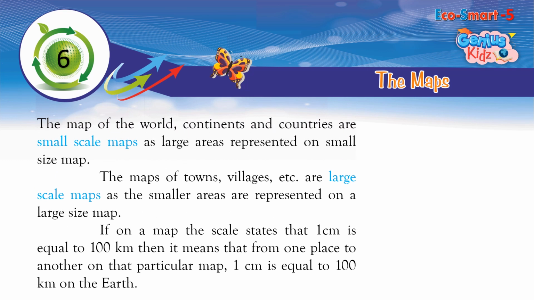The map of the world, continents and countries are small-scale maps as large areas are represented on a small-size map. The maps of towns, villages, etc. are large-scale maps as the smaller areas are represented on a large-size map. If on a map the scale states that 1 centimeter is equal to 100 kilometers, then it means that from one place to another on that particular map, 1 centimeter is equal to 100 kilometers on the Earth.